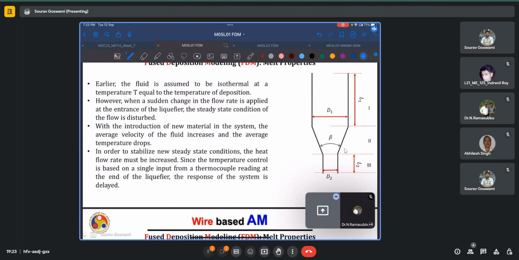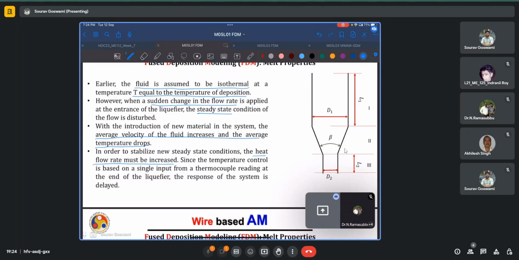And as I was saying, the fluid is often assumed to be in an isothermal state and at a temperature T, which is equal to the temperature of deposition or the melting temperature, sometimes a little above the melting temperature also. However, certain changes in the flow rate may actually change this isothermal condition, and the steady state is disturbed. The average velocity of the fluid increases and the average temperature drops, if we suddenly introduce a significant volume of cooler filament. And in order to compensate for that, the heat flow rate must also be proportionately increased.